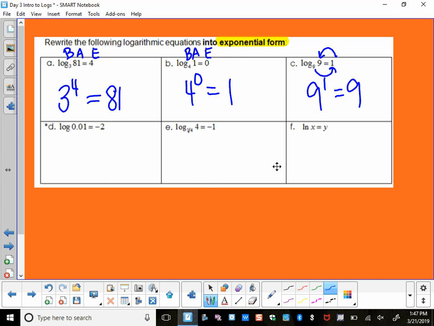Alright, look at letter D. There's an asterisk beside it because it's a little different. Do you notice how there's no written base here, right? Alright, so there's no number down there.